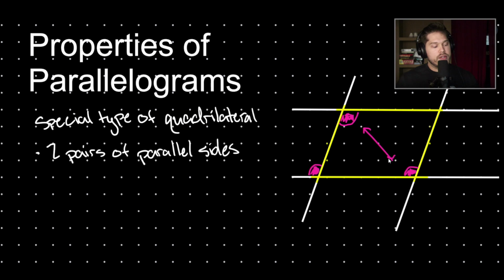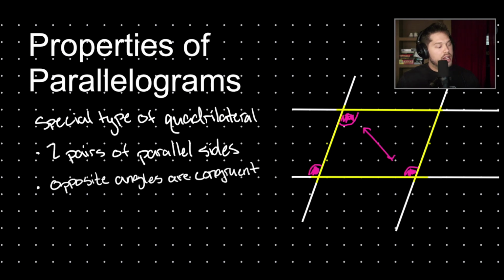Therefore, the opposite angles are congruent. So another feature of a parallelogram is that opposite angles are congruent. And you can follow the same logic for the opposing angle, such that this blue angle corresponds to this blue angle, and this second blue angle is an alternate interior angle with this angle up top. So you can see that it works both ways and that the opposite angles of parallelograms are congruent.